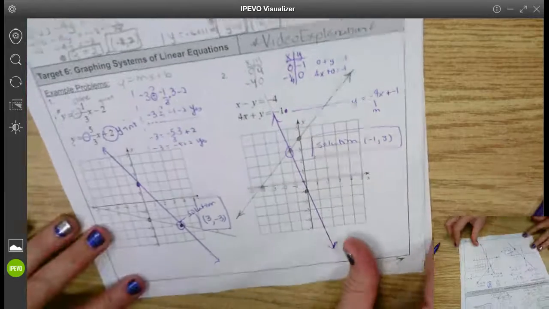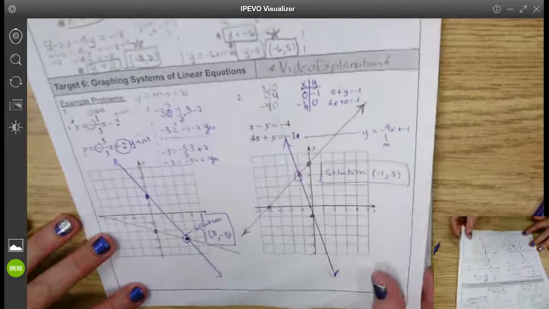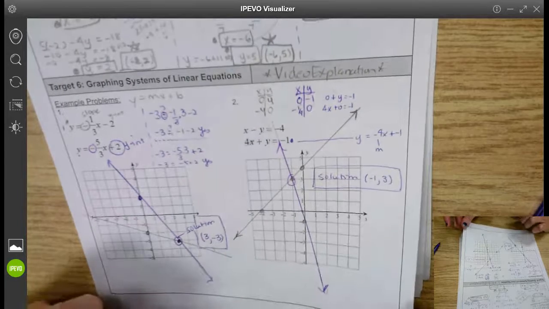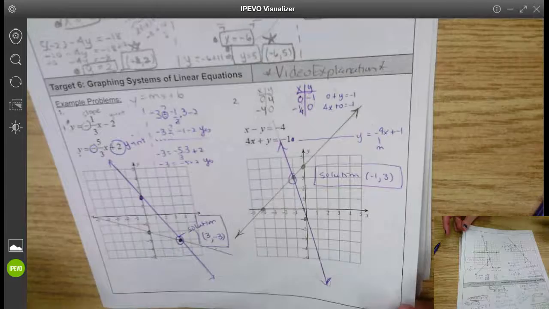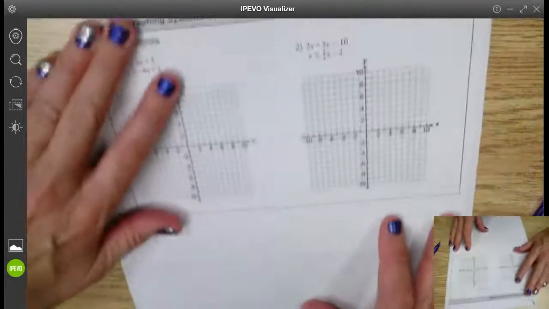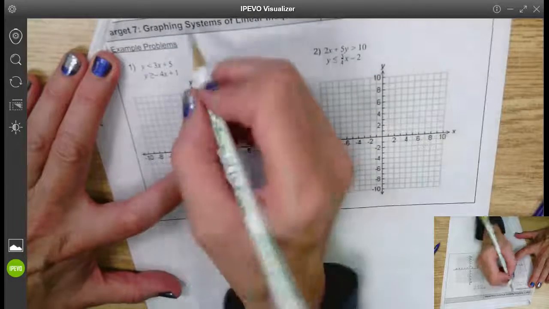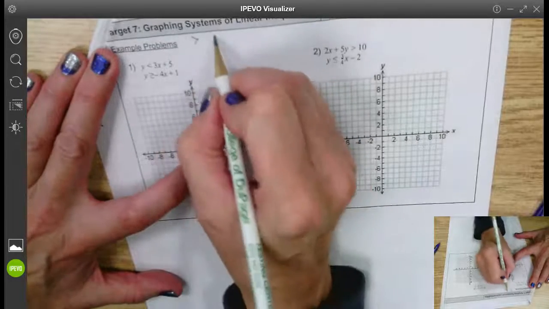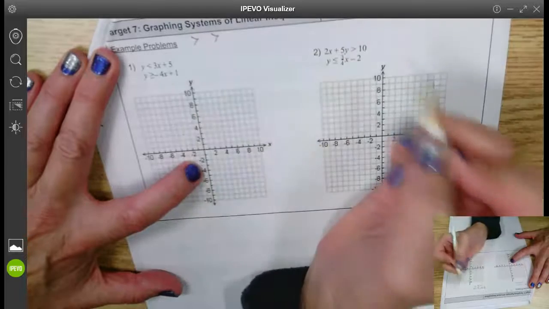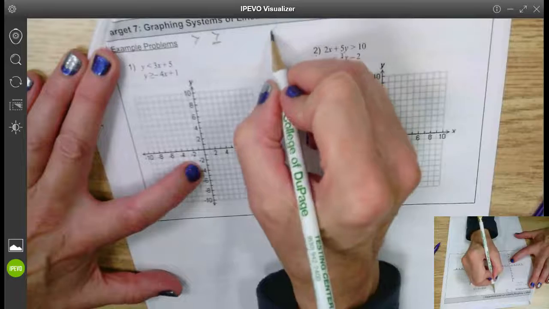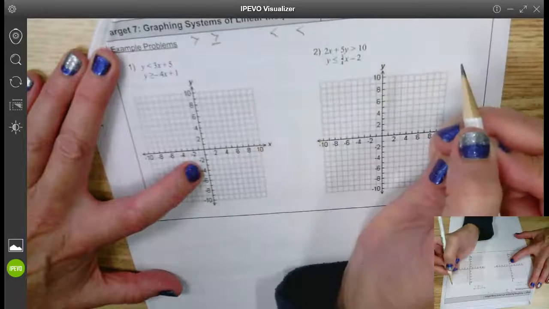All right, so I'm going to do Target 6 on the same exact video because they're so much alike. The difference is I'm going to shade in this other example. So here we go. We're back to this. It's kind of the same thing, but we have to be careful: greater than symbols mean we're going to be shading up. If there's a bar, that means my line is solid. Less than symbols mean I'm going to be shading under the line.